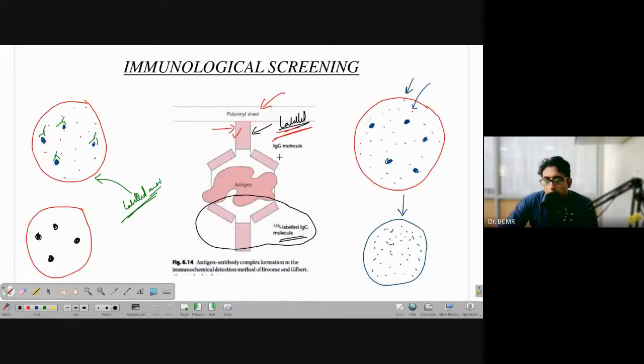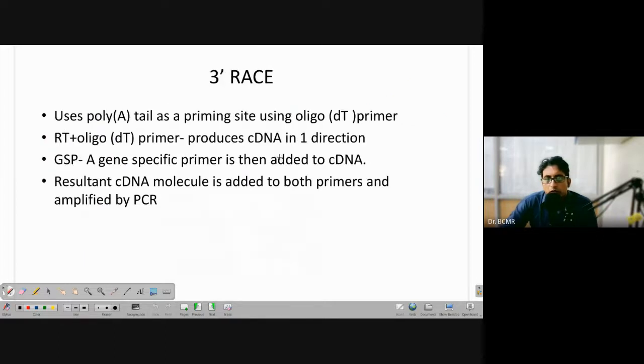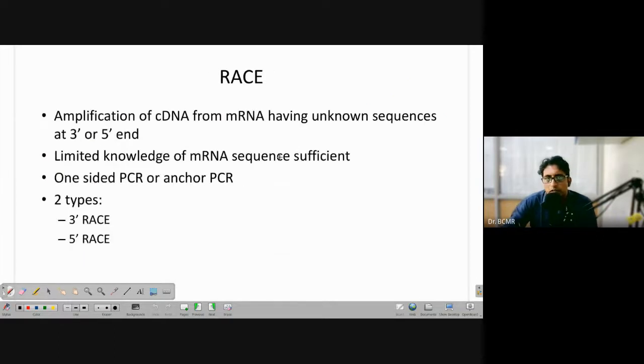So there are, I will take two more. This is a little bit of a deviation from what we normally have. It is called RACE, rapid amplification of cDNA ends. That's about RACE. So it is something like this.